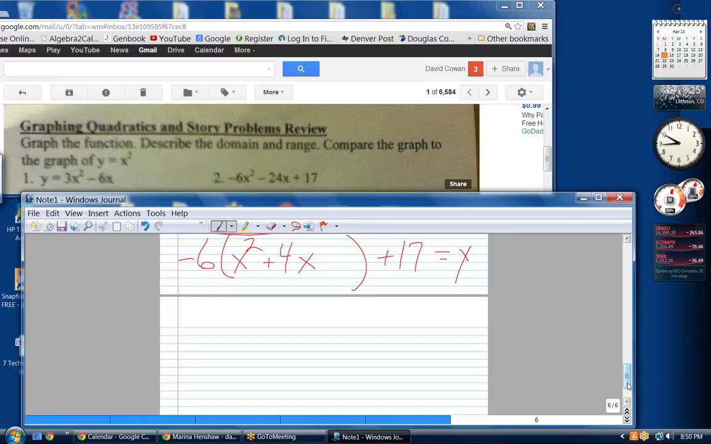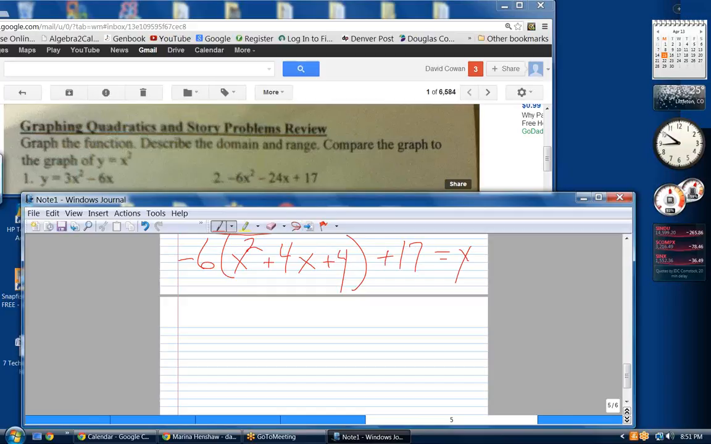Adding 4 to both sides. Okay. I definitely want to add a 4 right there, but when I add a 4 to that, what have I really done to this left side of the equation? Oh yeah, I've really subtracted 24. In other words, minus 6 times that 4 is a negative 24. So the moment I wrote in a 4 there, I've subtracted 24 from the left side of the equation.